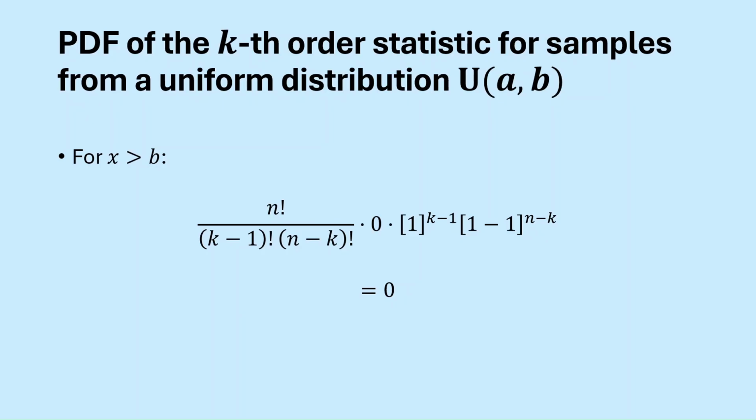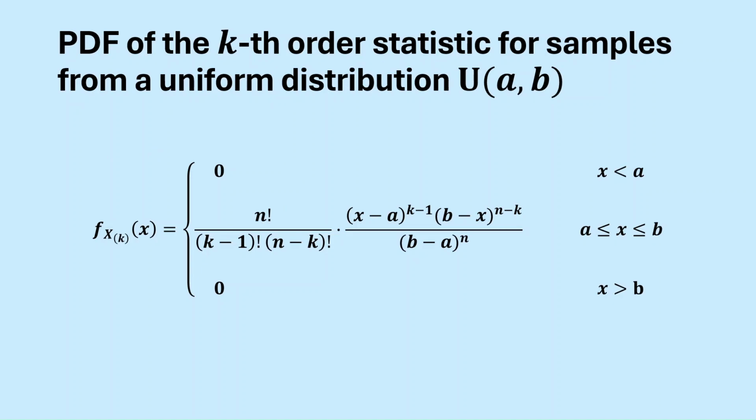For x greater than b, the PDF of the kth order statistic also takes the value 0. In summary, this is the PDF of the kth order statistic in the case where we sample series of n measurements from a uniform distribution with parameters a and b.